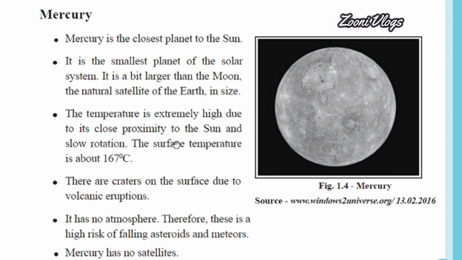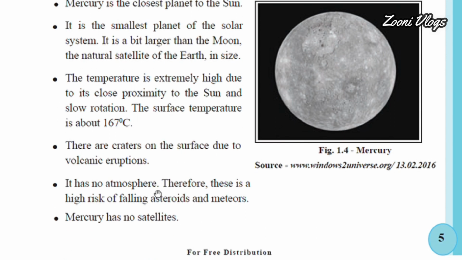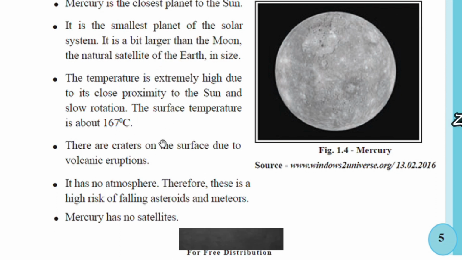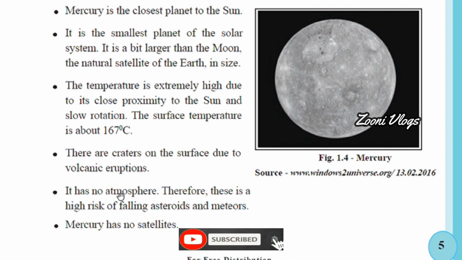The surface temperature is about 167 Celsius. There are craters on the surface due to volcanic eruptions, because it has a very high temperature. On Mercury there is no atmosphere.